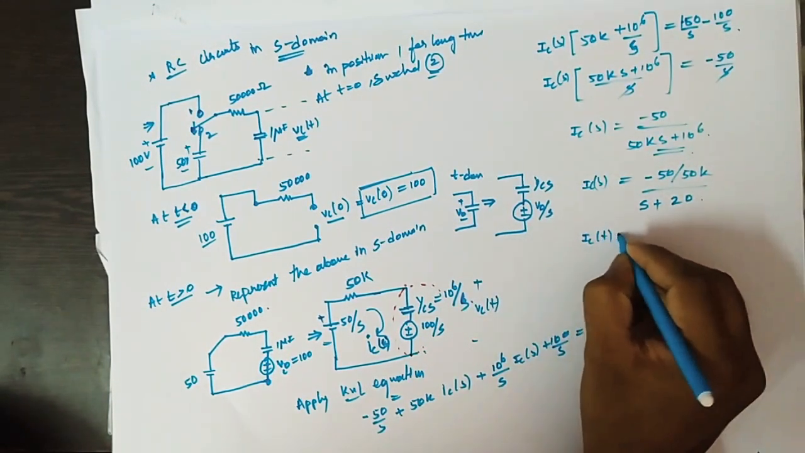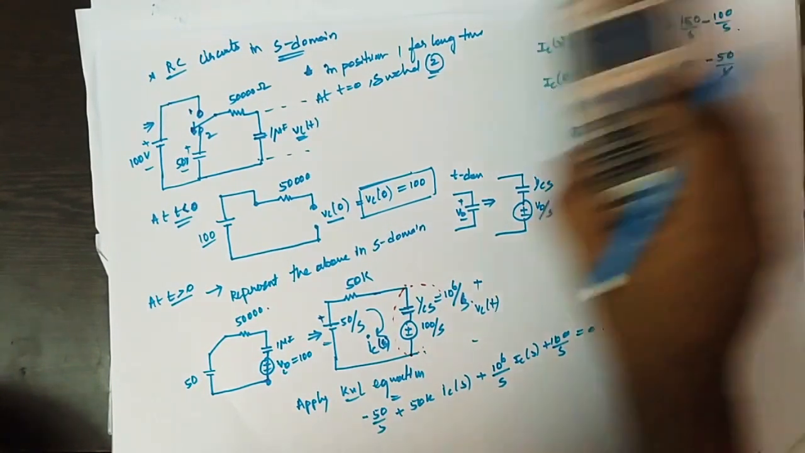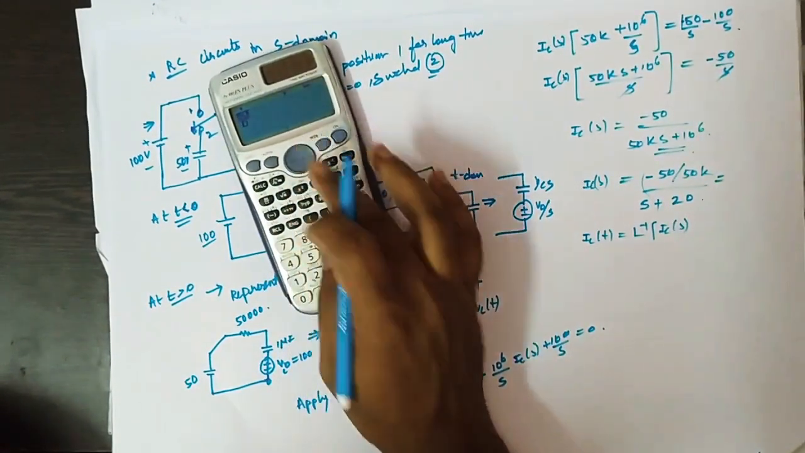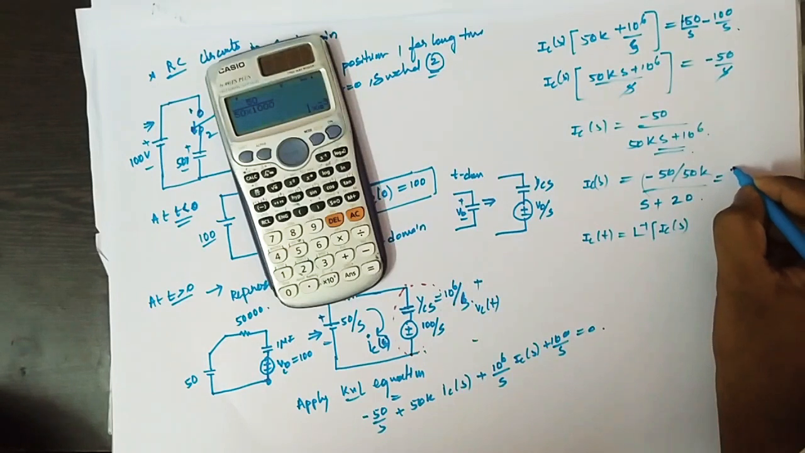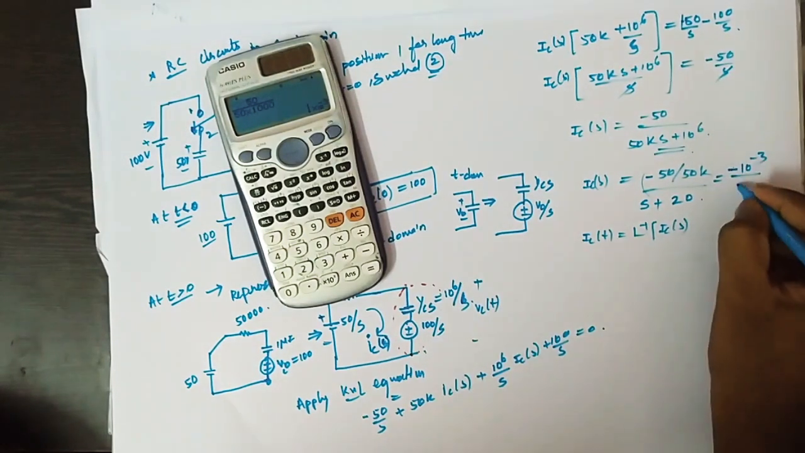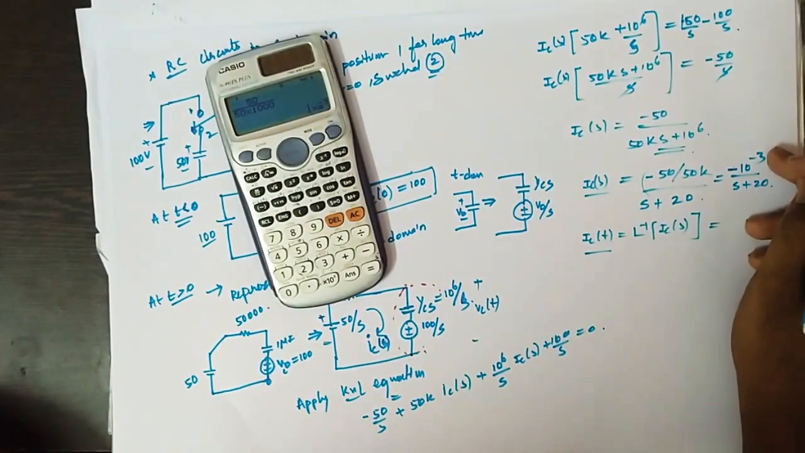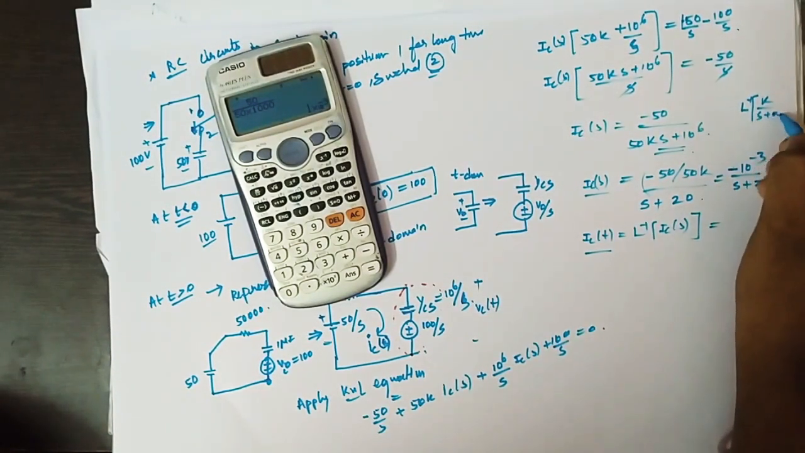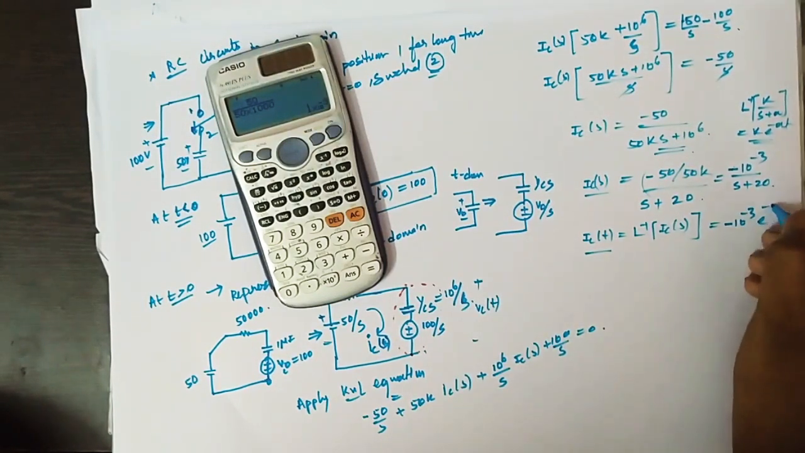So Ic of t equal to what? Inverse Laplace of Ic of s. So this is the constant. The value of this is 10 power minus 3, 50 divided by 50 into 1000. So you have minus 10 power minus 3 by s plus 20. So the inverse Laplace of Ic of s, which is in the form k by s plus a, you need to represent that. So k into e power minus at. So the inverse Laplace of this is 10 power minus 3 e power minus 20t.